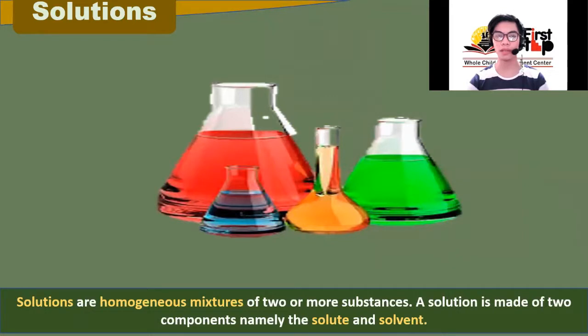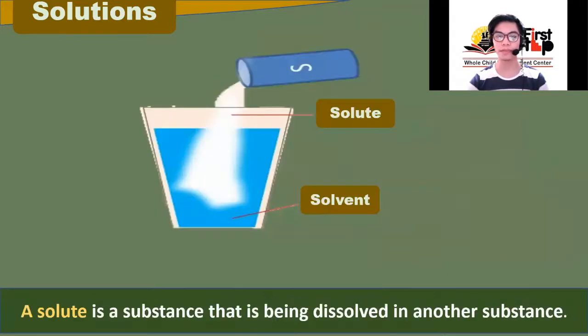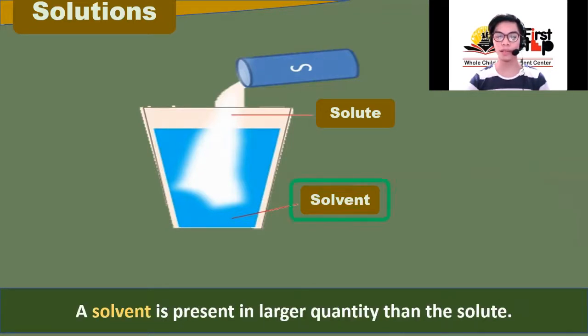Solutions. Solutions are homogeneous mixtures of two or more substances. A solution is made of two components, namely the solute and solvent. A solute is a substance that is being dissolved in another substance. A solvent is present in larger quantity than the solute.